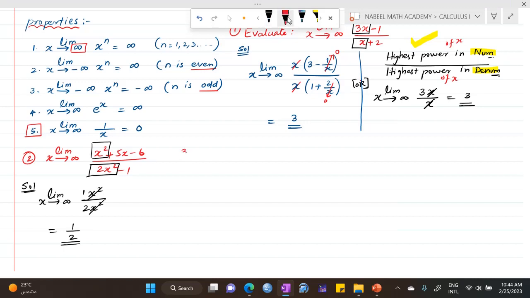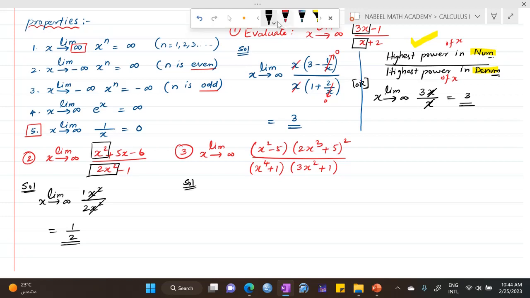Now we will solve one more. Suppose you have the limit as x approaches plus infinity of (x square minus 5)(2x cube plus 5) whole square over (x power 4 plus 1)(3x square plus 1). Now take the highest power in the numerator and denominator.